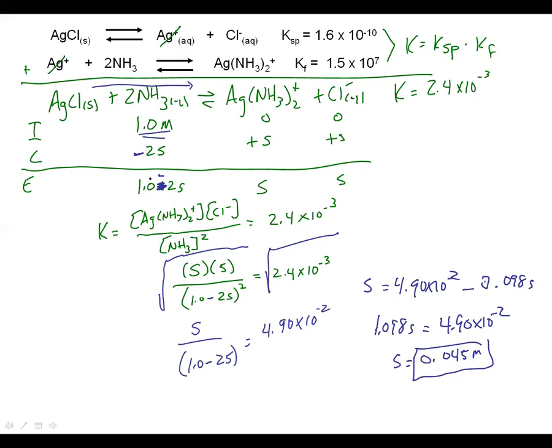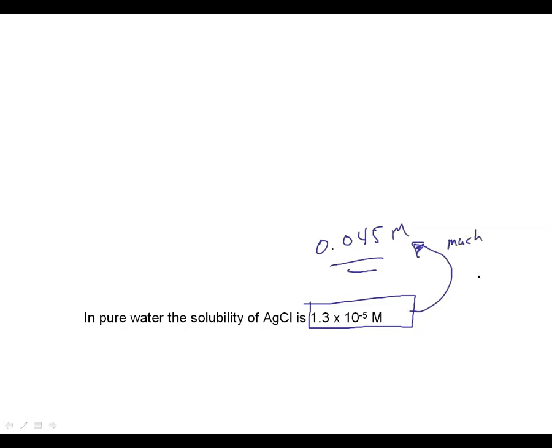So what this shows you is the molar solubility of silver chloride in ammonia. In this case, once we get the right calculation down there, is 0.045 molar. Just for comparison purposes, the molar solubility of silver chloride in water is 1.3 times 10 to the minus 5. And then what we just calculated there was 0.045 molar. So you can see it is much, much more soluble.